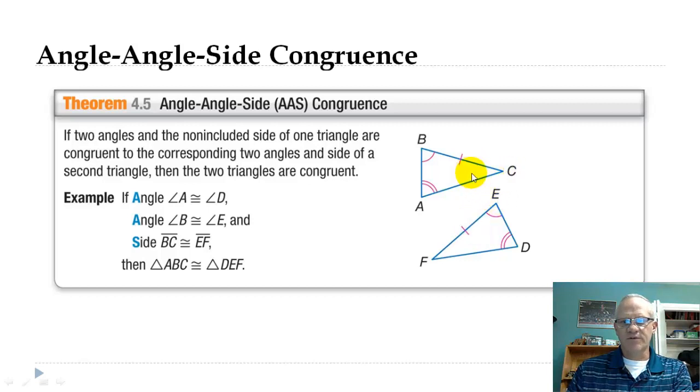If it went the opposite way, then it wouldn't be angle, angle, side congruence. For example, if this mark up here on BC were on AC instead, then you could go angle 1, angle 2, and then a side.